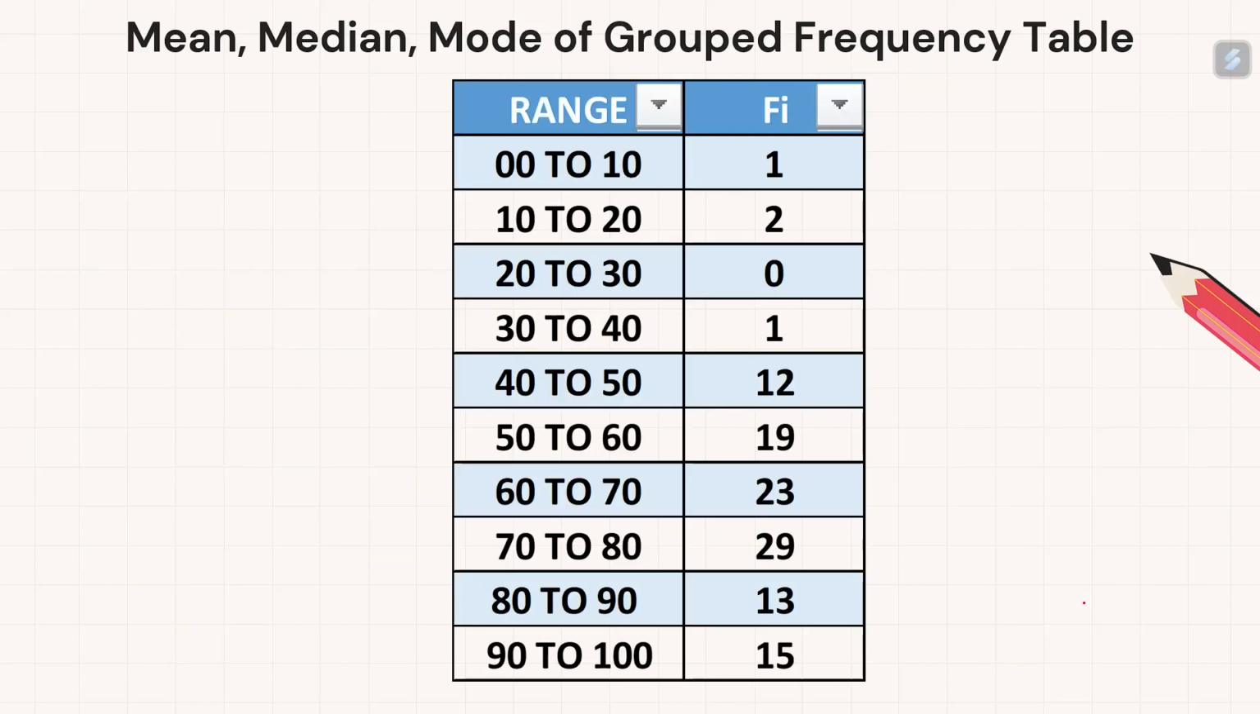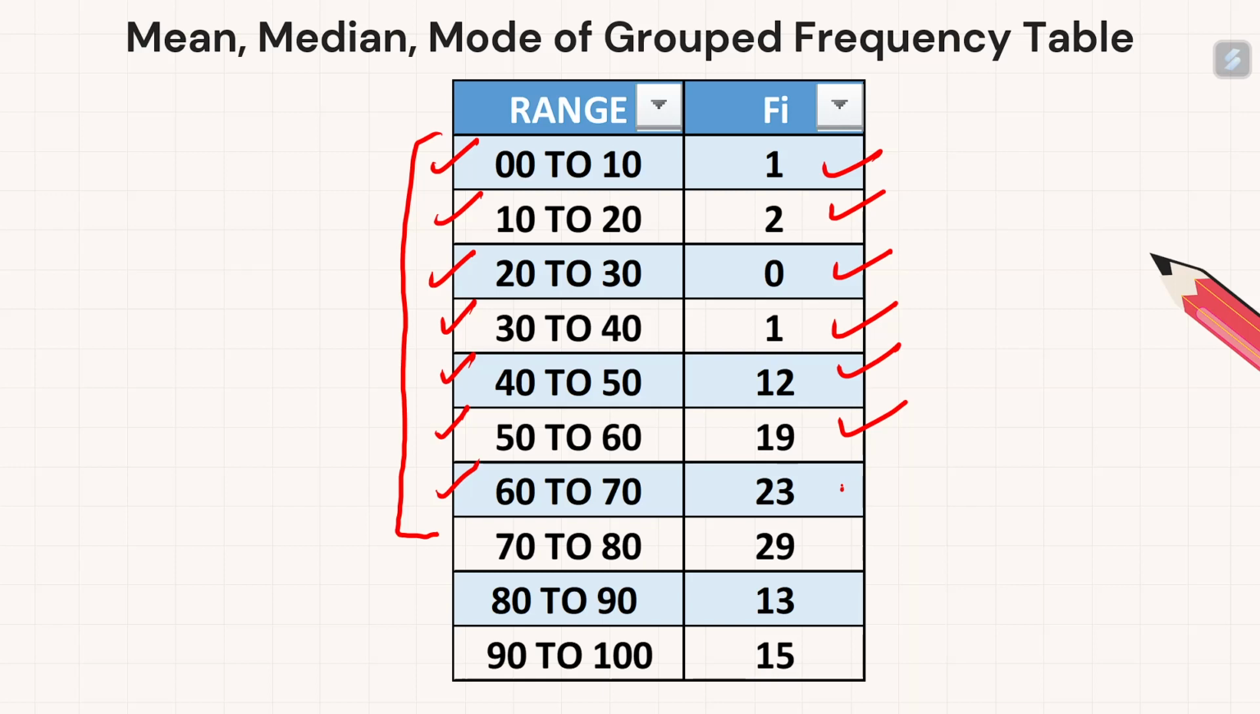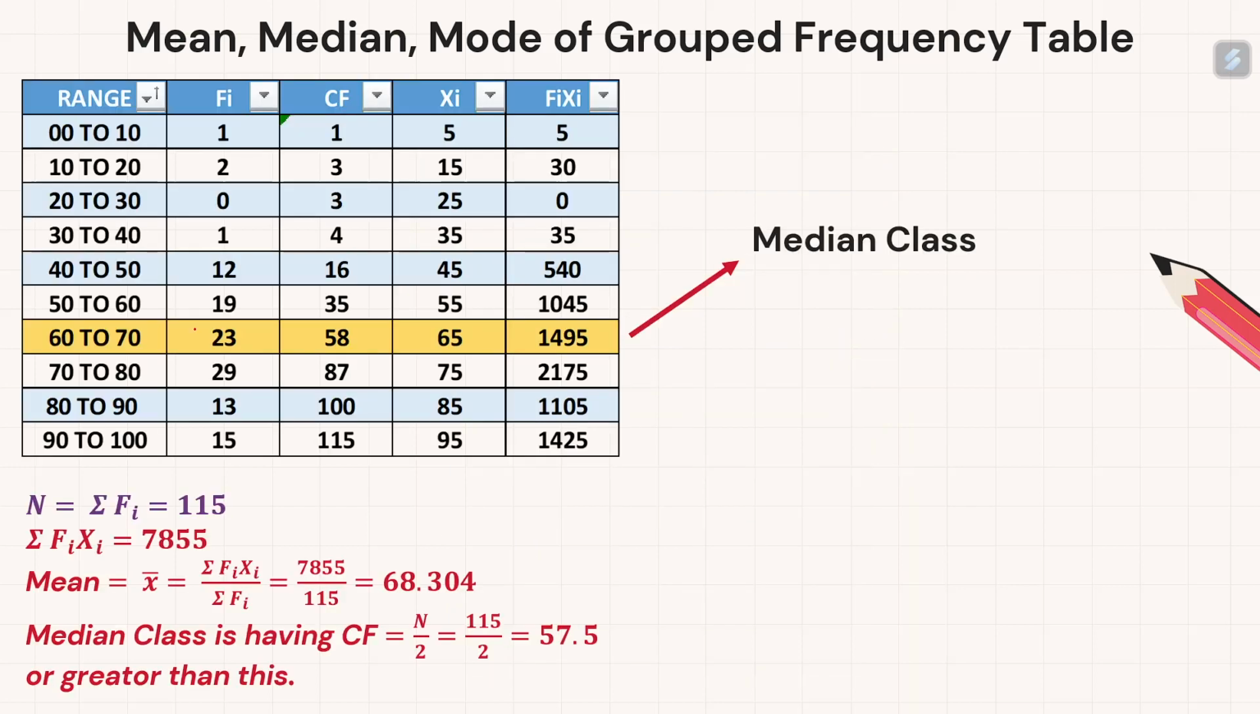Now, let us take an example. In this given grouped frequency distribution table, we will find the mean, median and mode. So this is a grouped frequency distribution table where the groups are made. These groups are also called ranges, and this is the frequency of each individual group. First of all, we will write the range. We will write the frequency of each individual range. Then we will find the cumulative frequency. Cumulative frequency is nothing but the addition of all the frequencies done row wise.